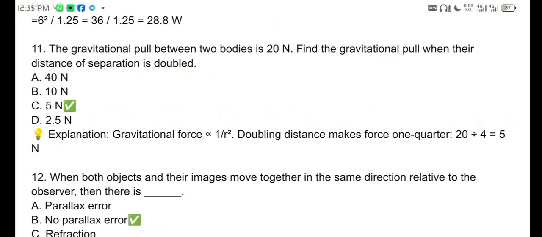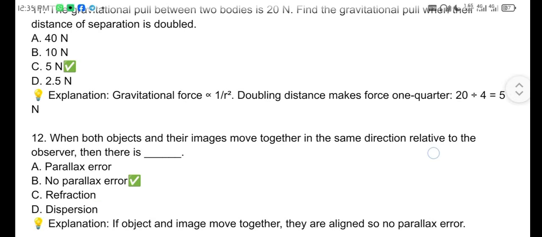So when the distance is doubled, that is R is doubled, it will now be 2 raised to power 2, which gives you 4. So when the distance is doubled, the force will be reduced by 1/4, because F is equal to 1 over R squared. So 1 over 4 times 20 will give us 5 newtons.